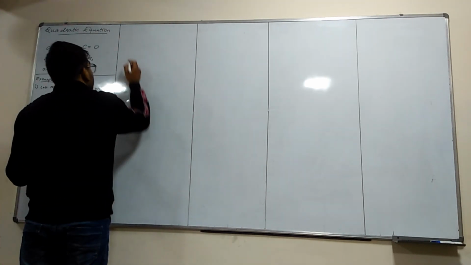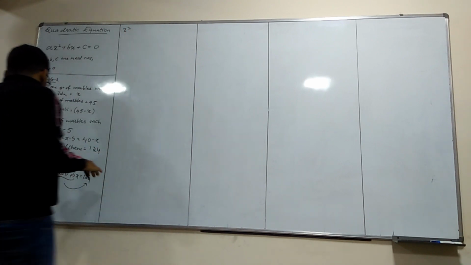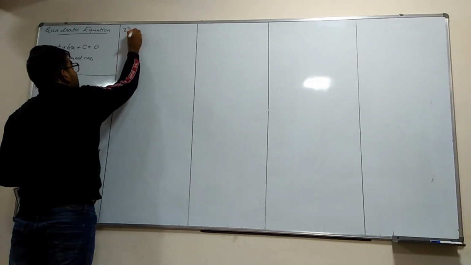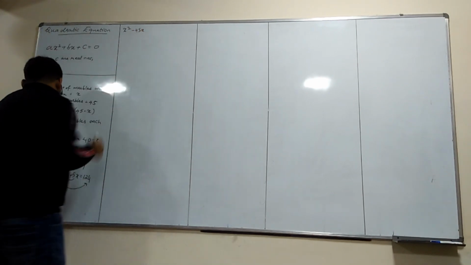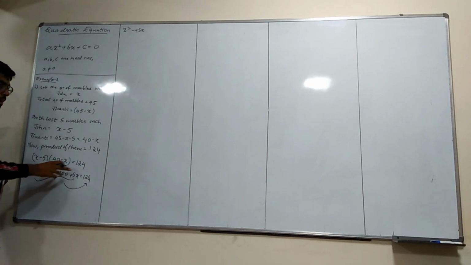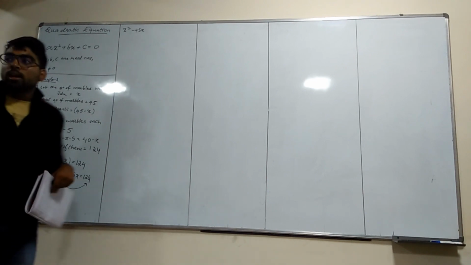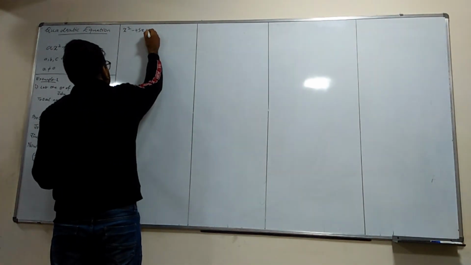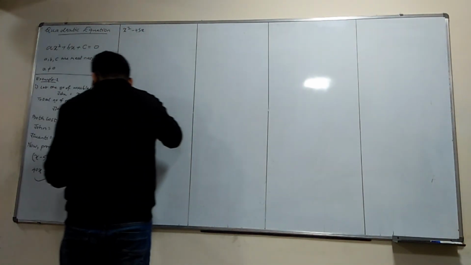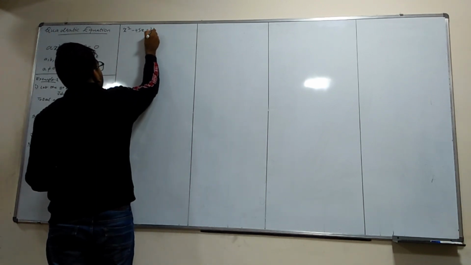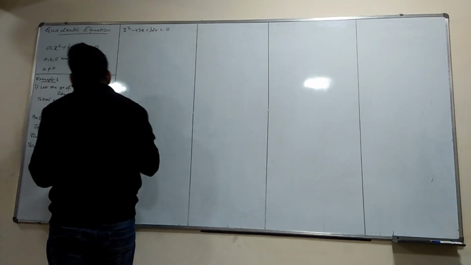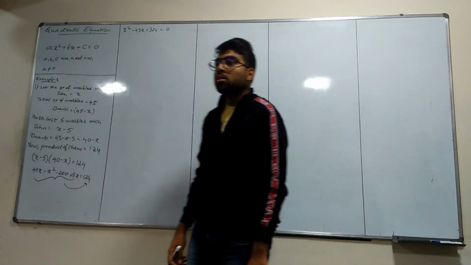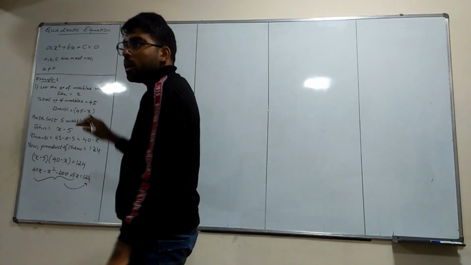So what will I get? x square. Here we have 40 plus 5, 45x, so it will be minus 45x. Then 200 plus 124 will be 324, so plus 324 equals 0. Clear? Doubts? No doubt? Okay, we got the quadratic.